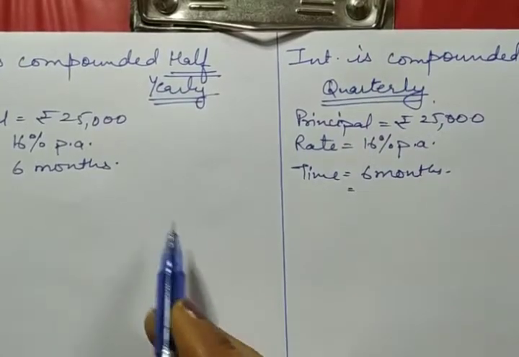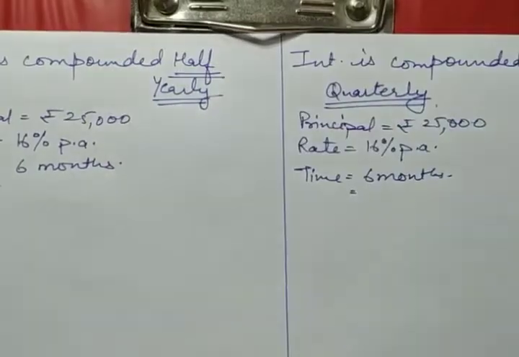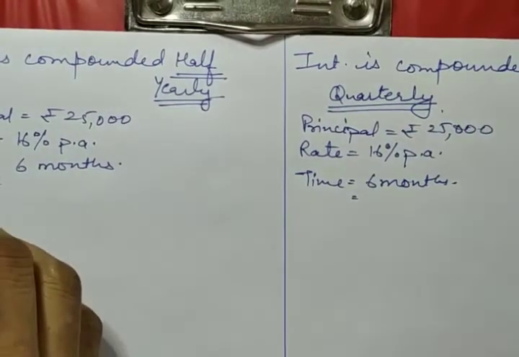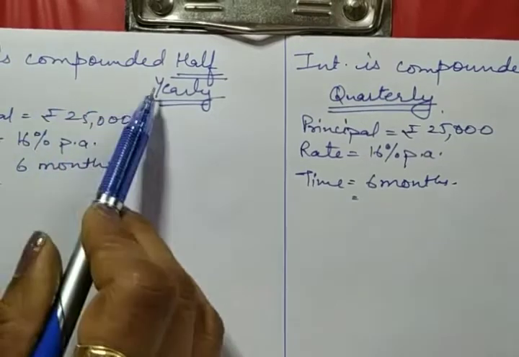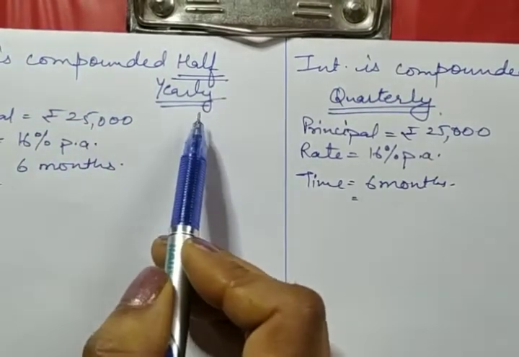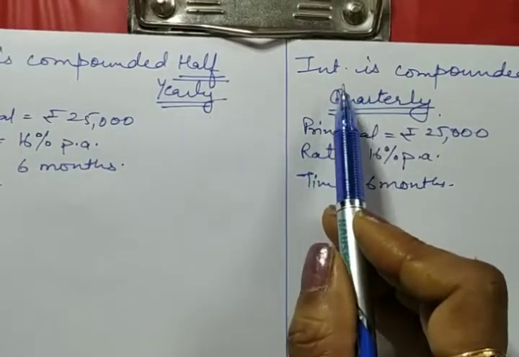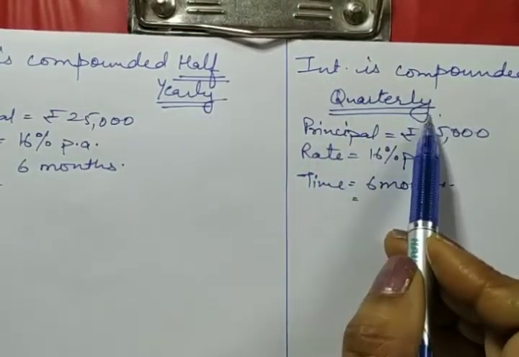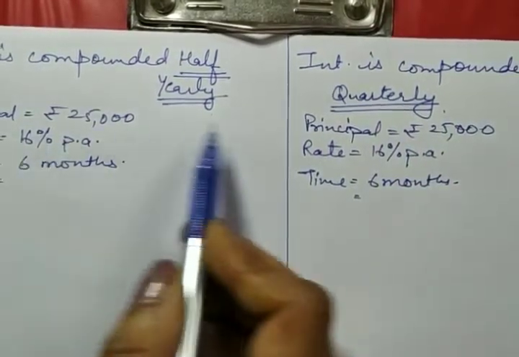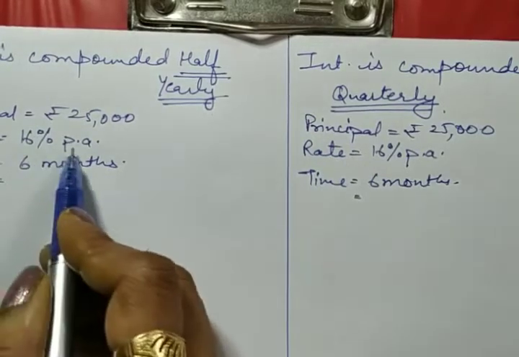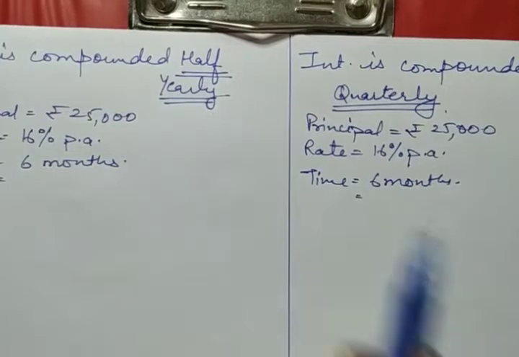Dear students, I have written the basic information of the question over here. Divided the paper in 2 parts. On left hand side, we are going to compute the compound interest when interest is compounded half yearly. And on the right hand side, we are going to find the compound interest when interest is compounded quarterly. Basic information is same on both the sides. Principal is 25,000, rate of interest is 16% per annum and time is 6 months for each.